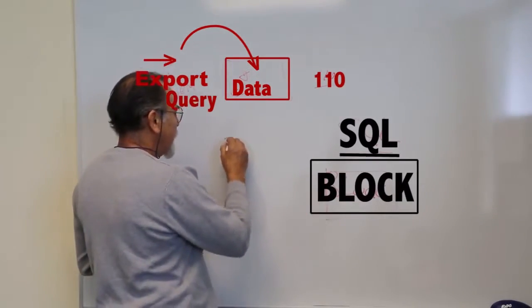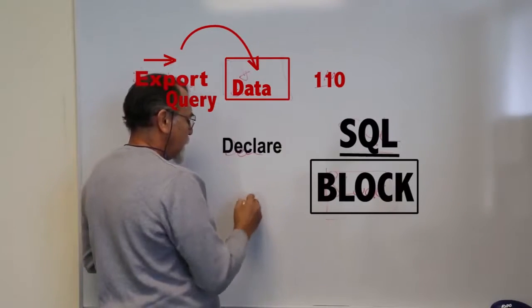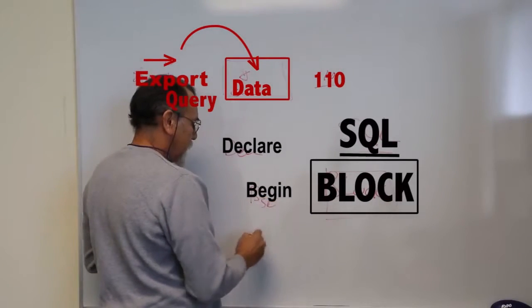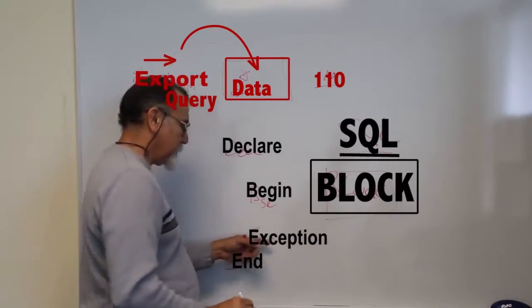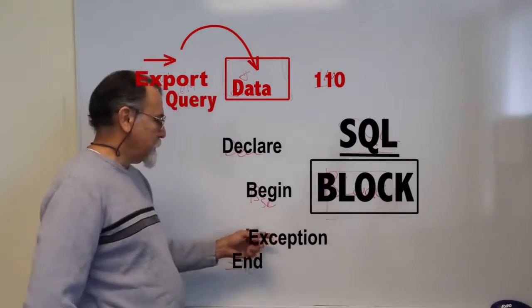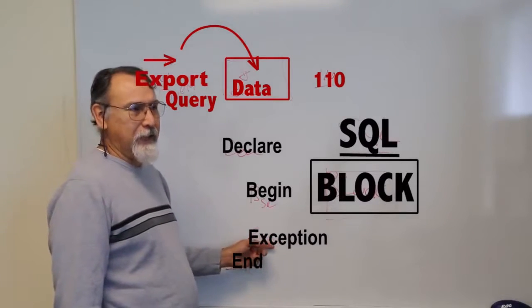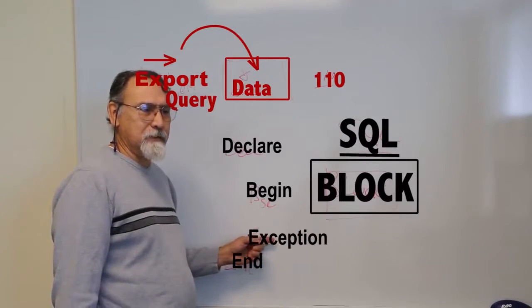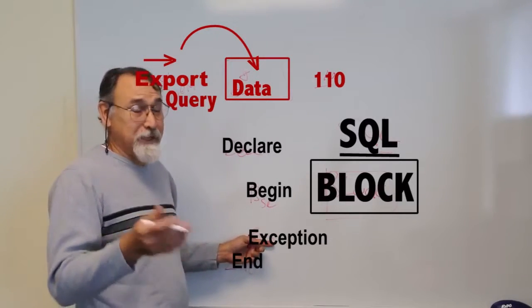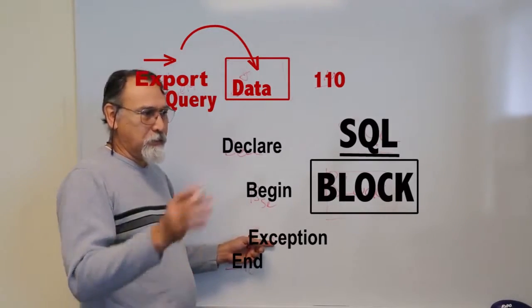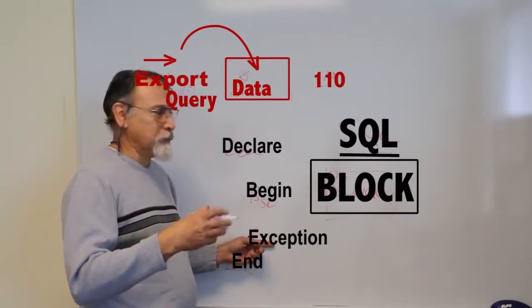Within that block, you have what they call the declare section, you have the begin, you have the exception, and you have the end. Now, if you remember in that intro video, I told you the exception is that item where you trap things, you capture things that are outside the norm of what you're looking for. It could be a mistake, or it could be an issue where it's really not what you're looking for.